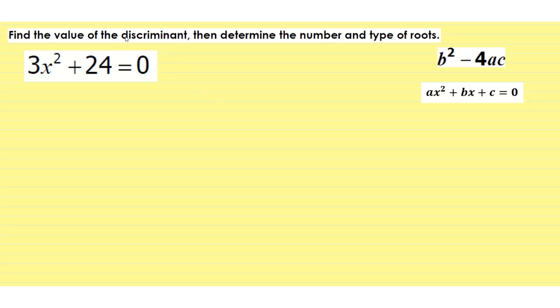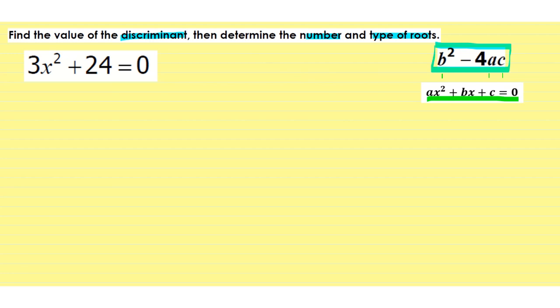Hello, we're going to find the value of the discriminant and then determine the number and the types of roots. The discriminant comes from this little piece, that is what is under the radical of the quadratic formula, b squared minus 4ac. We're also going to look at the standard form of a quadratic in order to determine what our b, our a, and our c numbers are.